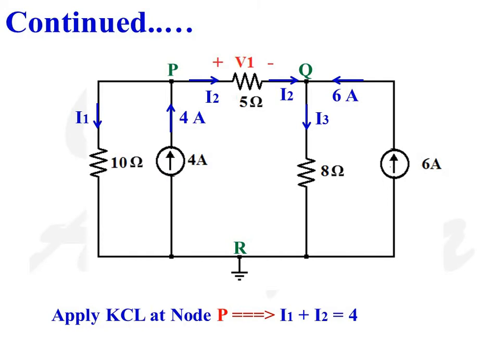Let us apply KCL at node P. There are 3 currents associated with node P and the 3 currents are I1, I2 and 4 ampere. I1 and I2 are flowing outwards and 4 ampere current is flowing inwards. So according to KCL, total incoming current is equal to total outgoing current. So I1 and I2 are the 2 outgoing currents. Therefore, we can write I1 plus I2 is equal to 4.